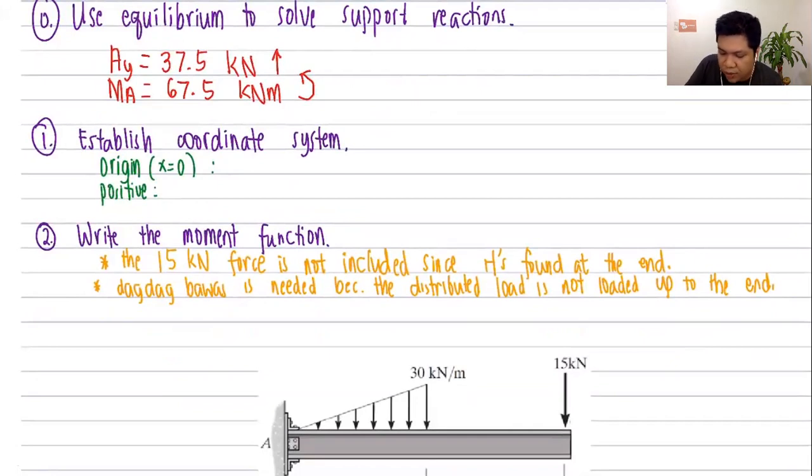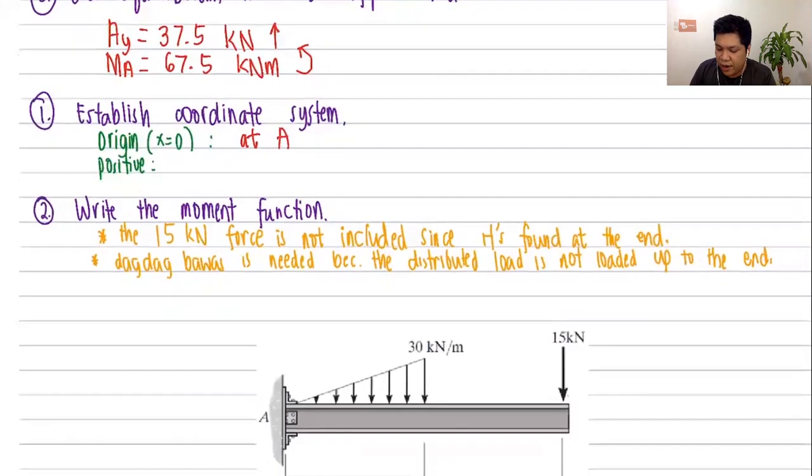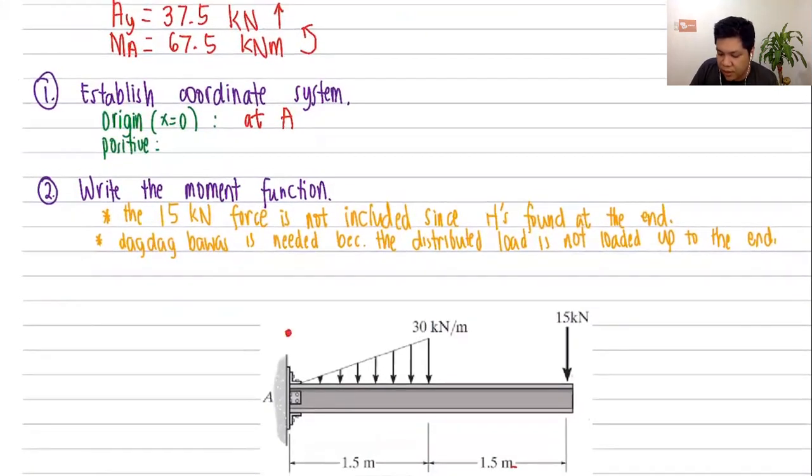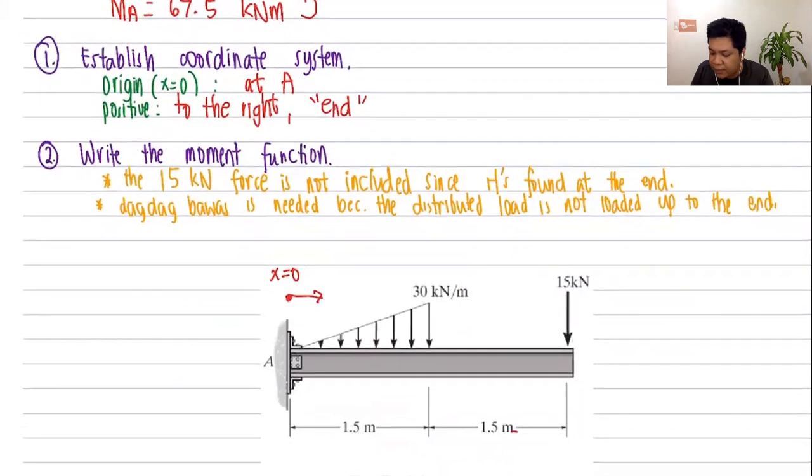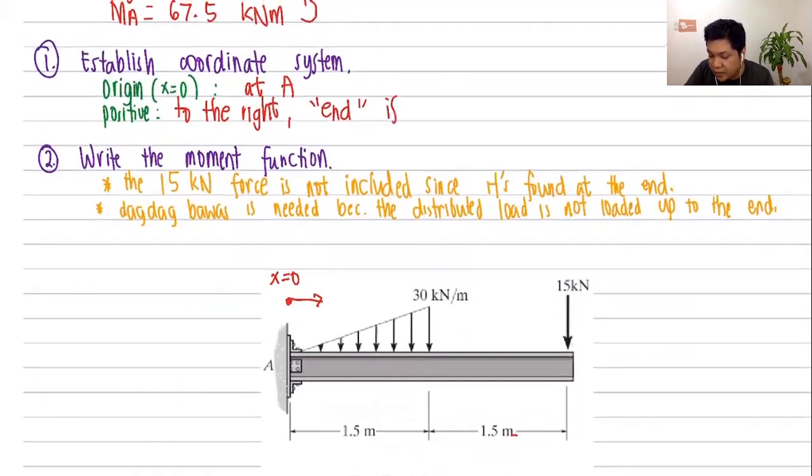I'll use our conventional, the easiest one, the leftmost portion. I'll use A as x equals 0. Okay? So I have a figure here. So it's here at x, that is x equals 0. And my positive direction is to the right. And therefore, if positive is to the right, the end of the beam is the rightmost end. The end is the free end, where my 15 kilonewton load is found.